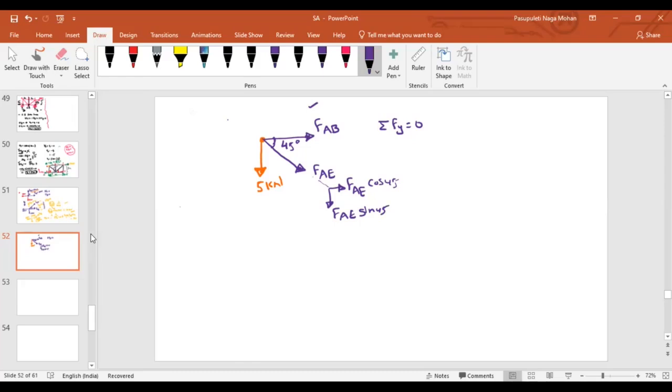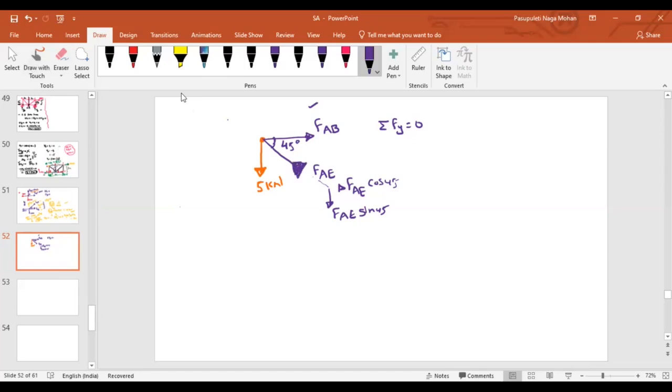Balance it. FAE sin 45 should act in which direction? Downward direction should be balanced by upward, right? Then only it will be balanced. The vertical component of FAE should act in the upward direction, then only it will balance this 5 kilonewton. So that's why, instead of representing it in the downward direction, what can I do? Can I represent it upward, like this?